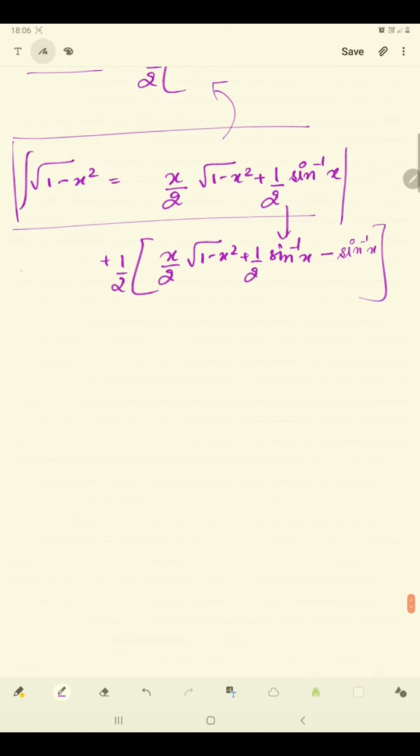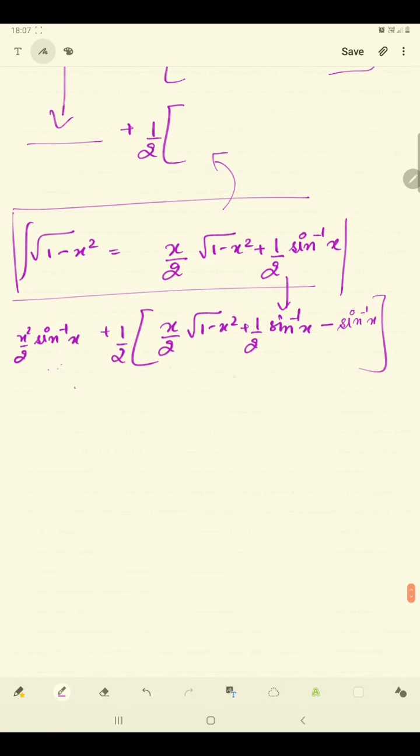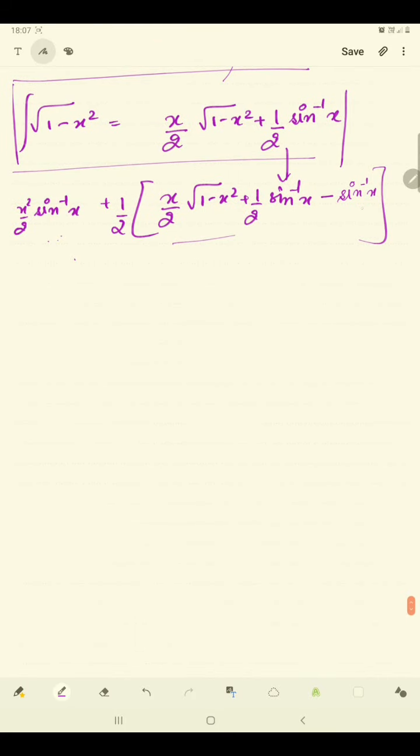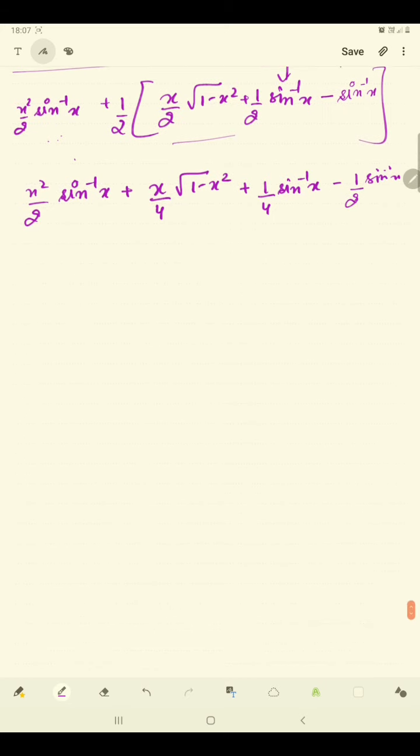Now I'm just gonna write what's ahead of this, x square by 2 sine inverse x plus, since I have written this term as it is, and now we are left with this. So actually we've integrated all the things. Now we just need to simplify all the things that we get, and so we have x by 4 under root 1 minus x square plus 1 by 4 sine inverse x minus 1 by 2 sine inverse x.